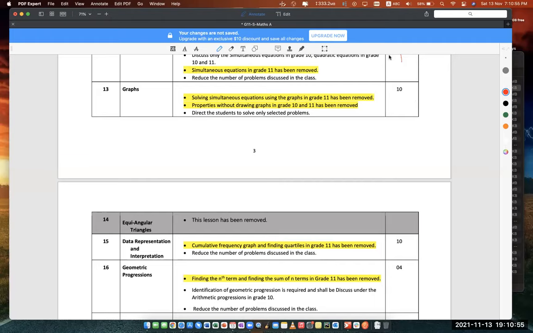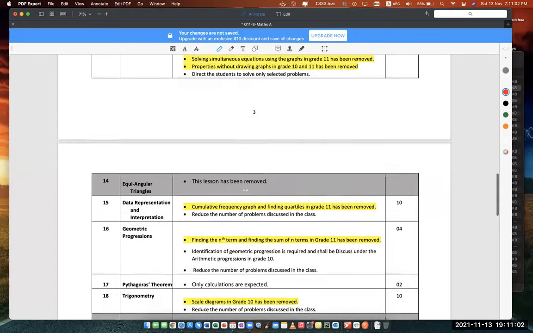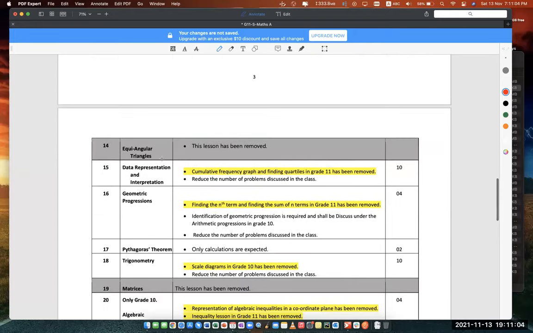They could have removed equiangular triangles instead of removing share market, logarithm, simultaneous equations. Okay, Nuha, they have also removed equiangular triangles, you will see. Yes, here you see equiangular triangles.